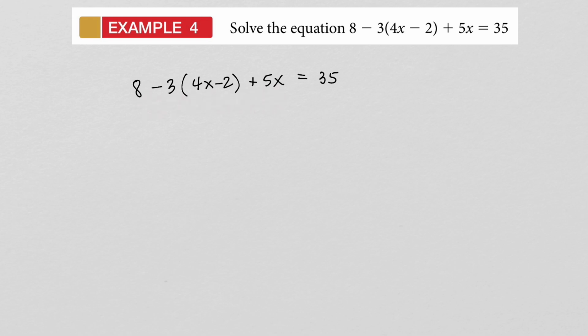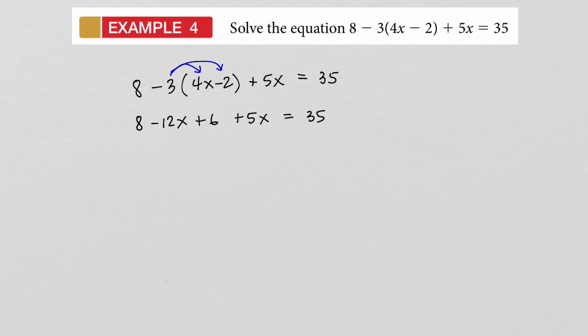You have to be very careful because it's tempting to want to say that 8 minus 3 here is 5. But we don't do things in that order. We're supposed to multiply before we add and subtract things. So we need to multiply out the parentheses here first. So this is 8, and then negative 3 times 4x is negative 12x, and negative 3 times negative 2 is positive 6. And then we also have 5x, and then equals 35. This is the correct way to do it.